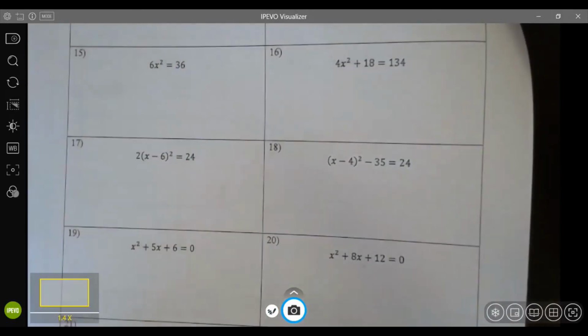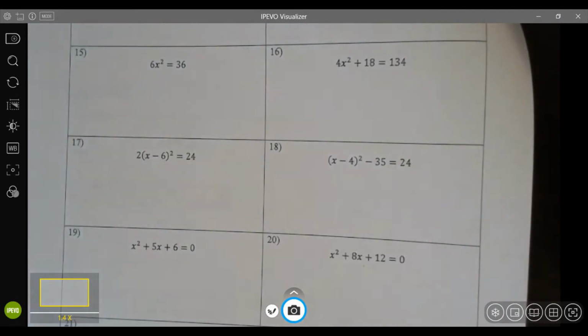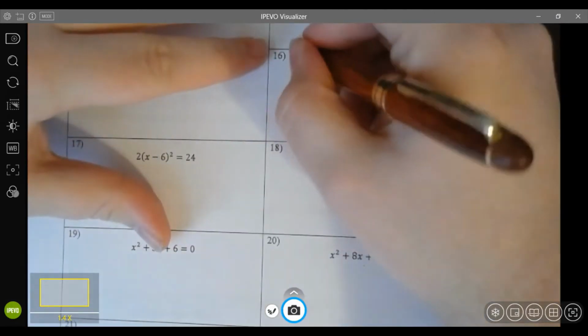So in this next group of problems, 15 through 18 involves taking square roots. Let me go over a couple of these ones with you. Let's say we go over 16 and 17 together. So in 16, we have 4x squared plus 18 equals 134. Remember, when solving, we want to do the order of operations backwards.